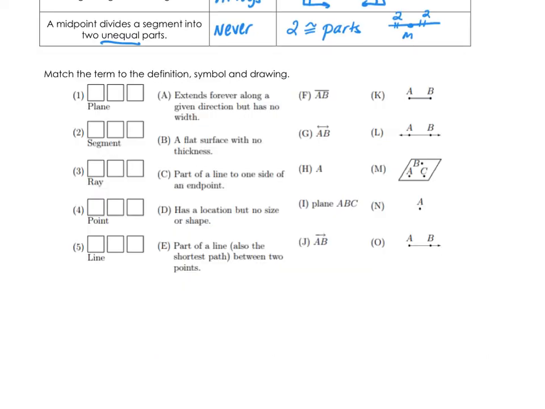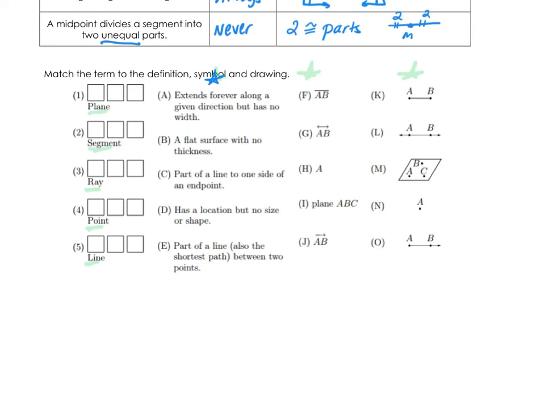Okay, this last section is kind of fun. We're going to take each of these items on the left-hand side, plane, segment, ray, point, and line, and we're going to choose one item from each of these three columns. Okay, so I'm going to work with the first column and see if I can figure out where each of these things will go. So I'm going to put these letters in blue in the first box here.